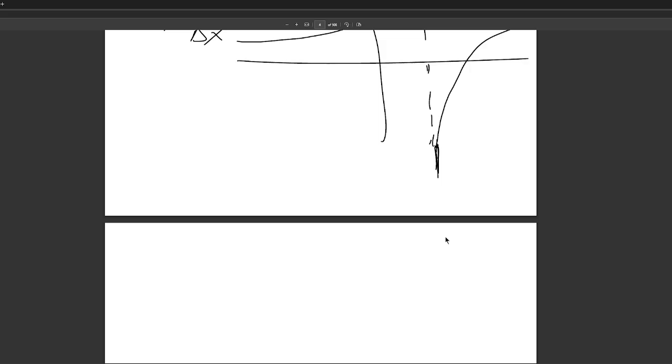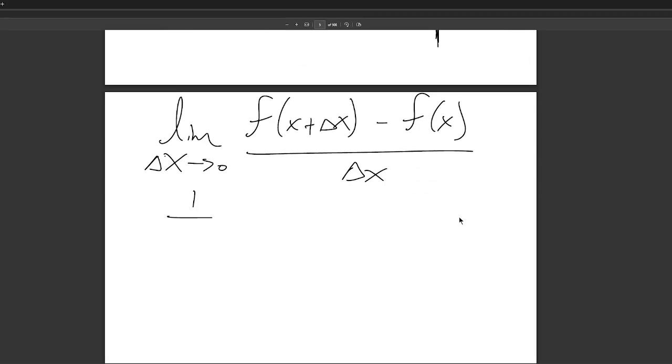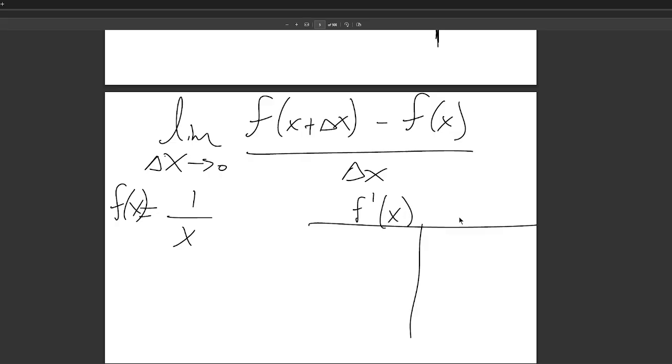Actually, this is a good practice for you. Try using the limit definition of a derivative. So this is the formula. And do this for f of x equals 1 over x. Once you find f prime, the derivative, plug in values that are close to zero from the negative direction and the positive direction, evaluate a few derivatives, and see what happens. Okay?